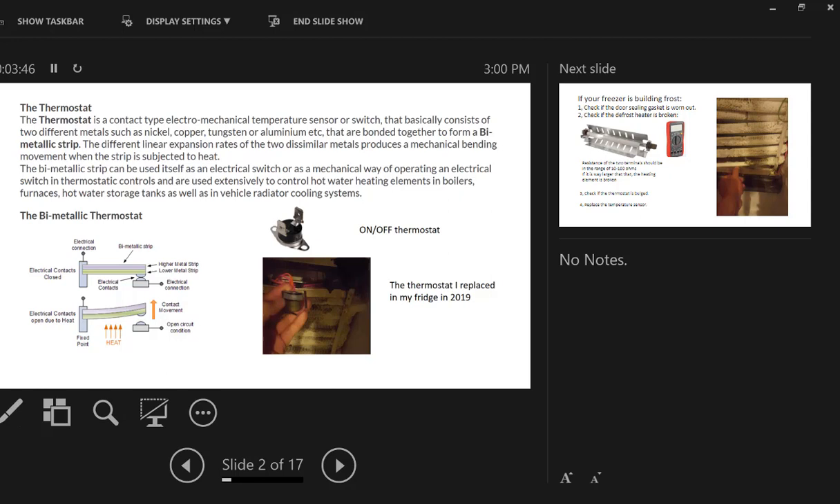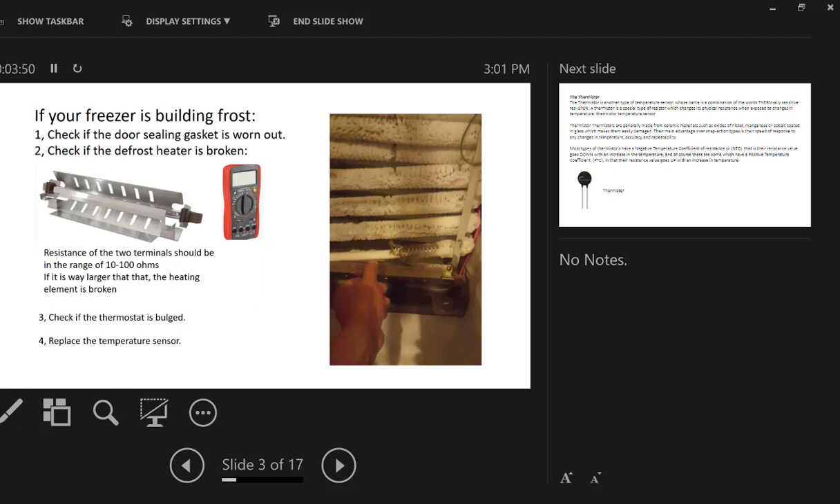So here's the heater. As you can see, this is on the back of the freezer, and the heater is just underneath this. I don't know what it is. I think it's the heat sink. Actually, it's not a heat sink. I don't know what that is, but it's building a lot of ice on the surface, and so the heater will not be turned on because the switch is broken.